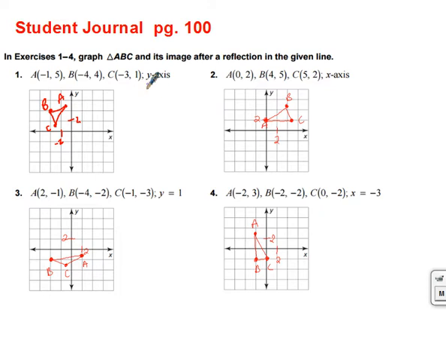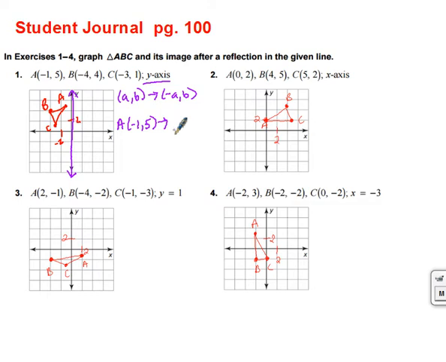Alright, so on number 1 it says we're reflecting over the y-axis. So the y-axis is this line right here, and that's what we're reflecting over. So we can sit here and do counting just like I showed you earlier, or we can use some of our rules. So if we remember, over the y-axis we go from point (a, b) to (-a, b). So think about your point A, which is (-1, 5).